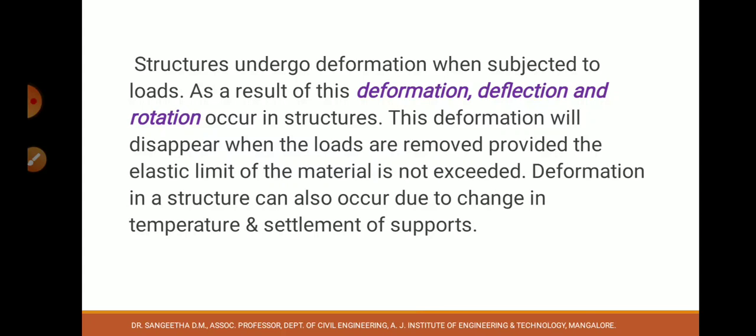Deformation in a structure can also occur due to the change in temperature and settlement of the supports. The last part, that is due to temperature and settlement effects, you will not be studying right now. Right now our aim is to study the deformation, deflection and rotation that happens because of loads.